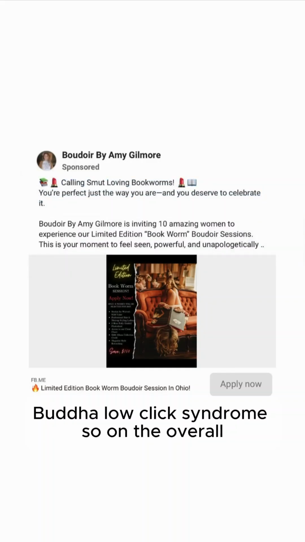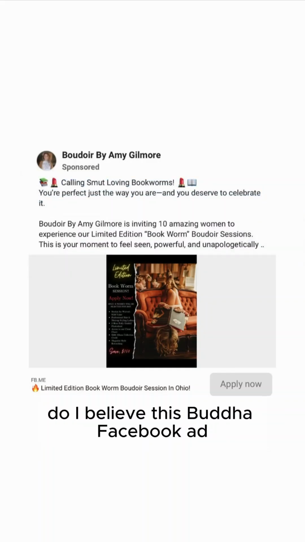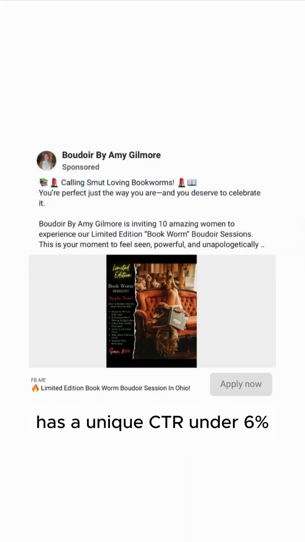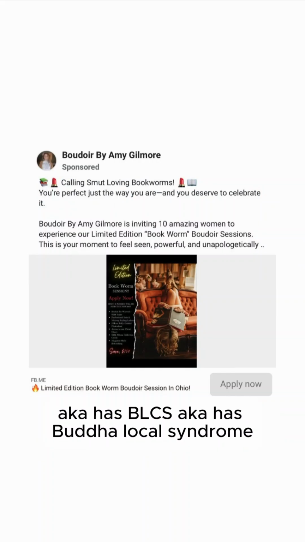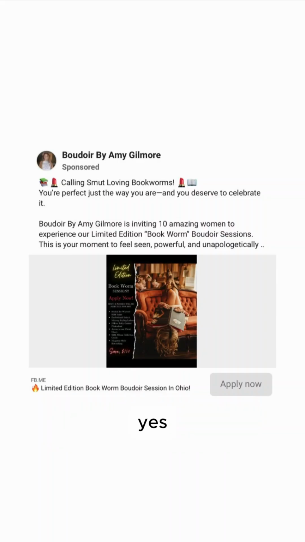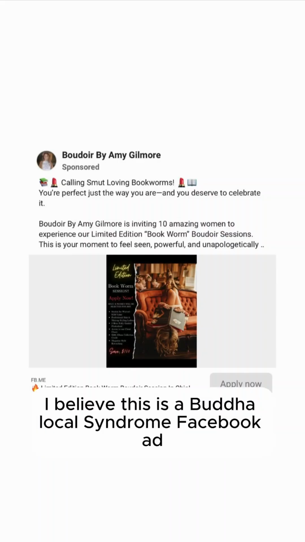So overall, do I believe this Boudoir Facebook ad has a unique CTR under 6%, aka has BLCS, aka has Boudoir low click syndrome? Yes, I believe this is a Boudoir low click syndrome Facebook ad.